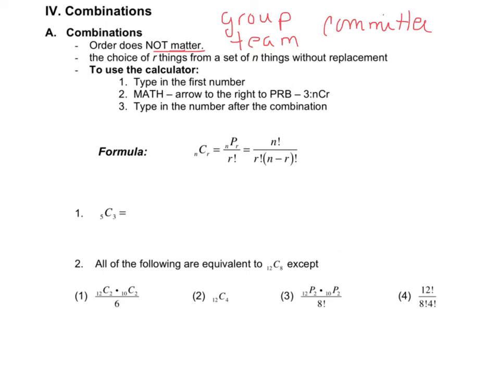And the reason it's not important is because it doesn't make a difference who they pick first or second or third to be on a team. You're all on the team. So order isn't important.